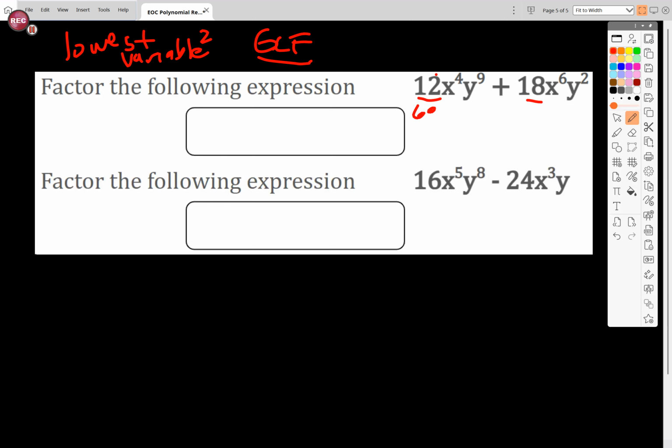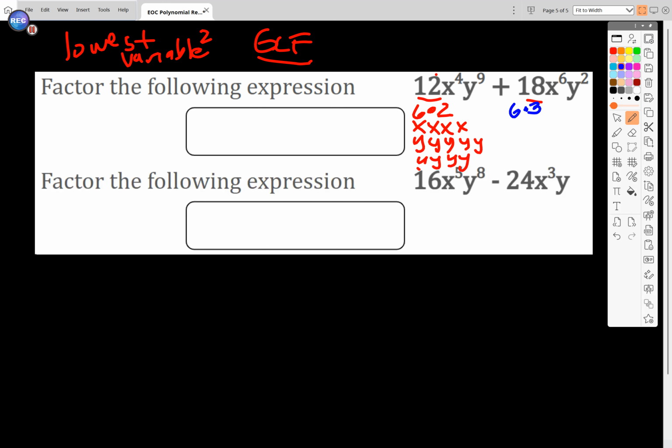So here, 6 times 2 is what you break down 12 to. X is here 4 times. Y is here 9 times. Now I'm only writing it down so you get the concept on the first one. If we do the second one, I'm not going to write them down. I'm just going to take the lowest amount of variable. But for the sake of explanation, let's break it all down here.